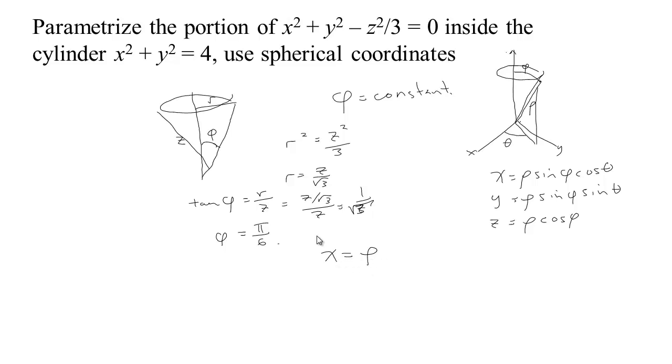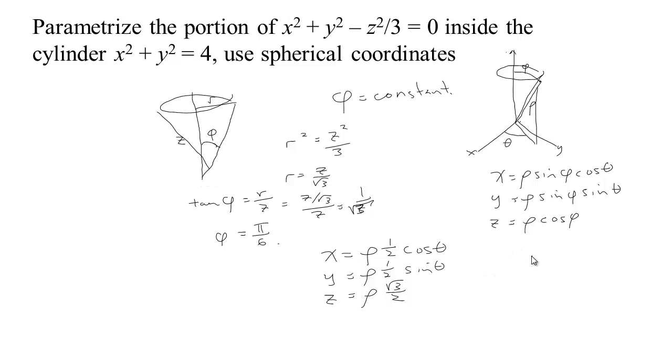x is rho sine phi, but the sine of pi/6 is 1/2, so we have rho times 1/2 cosine theta. And y is rho sine phi, which is again 1/2 times sine theta. And z is equal to rho cos phi, but the cosine of pi/6 is root 3 over 2. So this creates a parametrization. We need bounds on rho. So we're going to find bounds on rho.